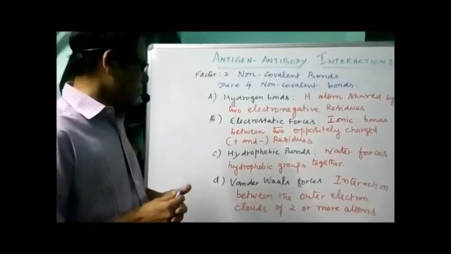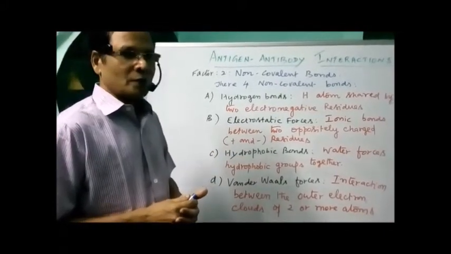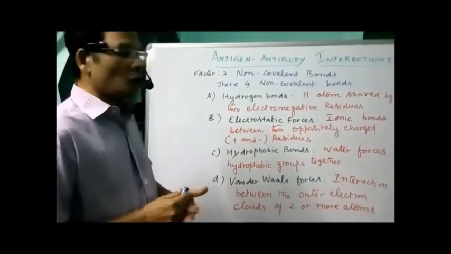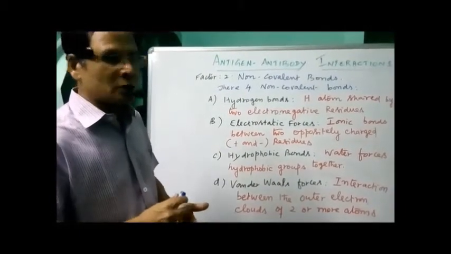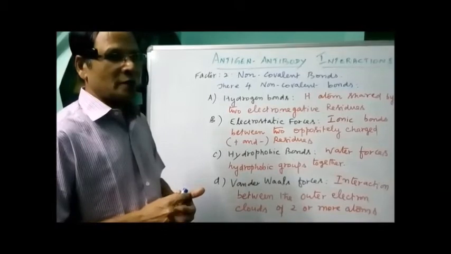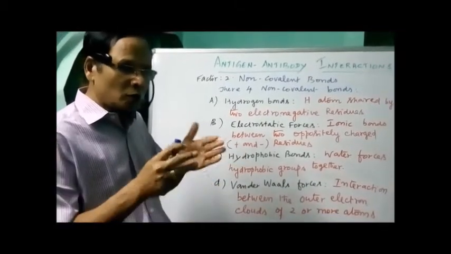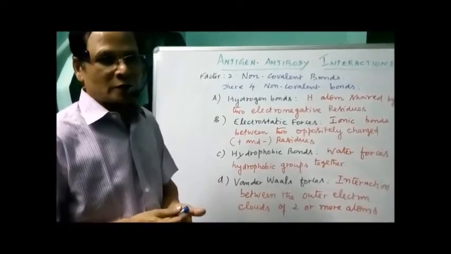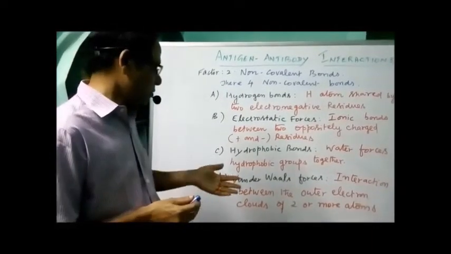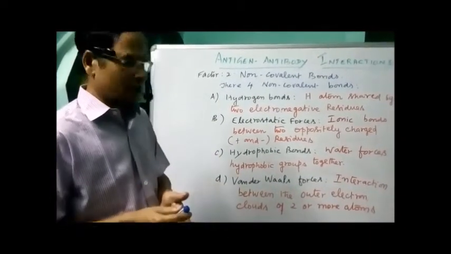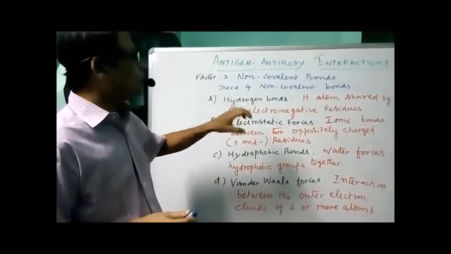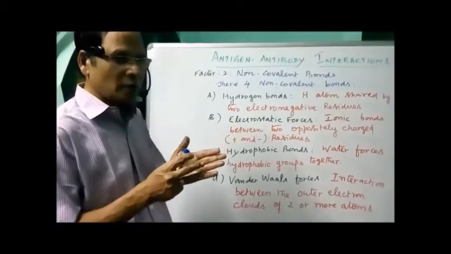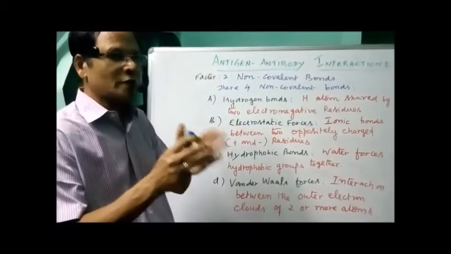The last one, van der Waals forces. It is nothing but the interaction between the outer electron clouds of two or more atoms, that is, the group of electrons present in the outer orbit of two or more atoms. These are the four non-covalent bonds responsible for holding the antigen and antibody together.